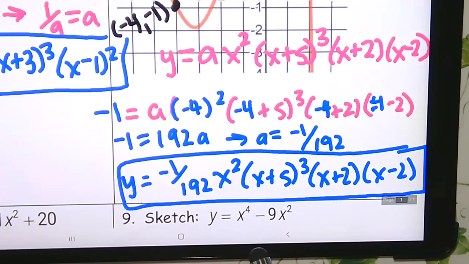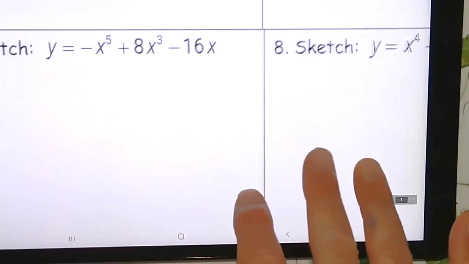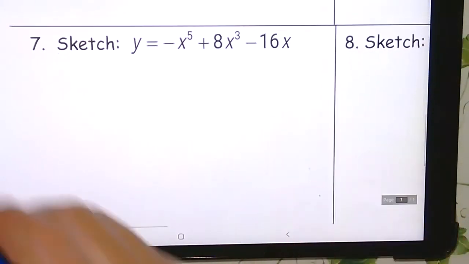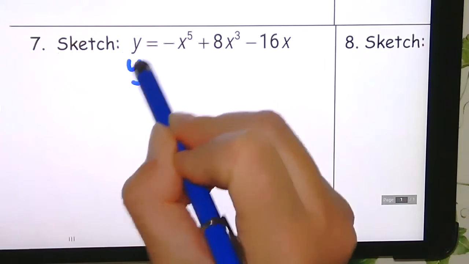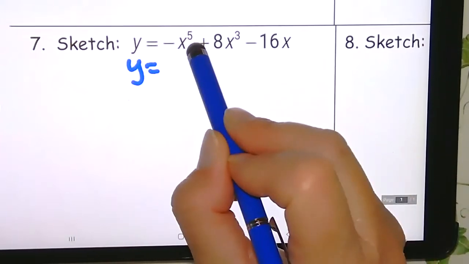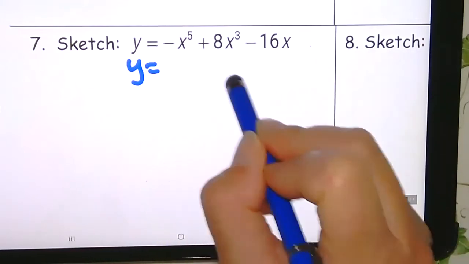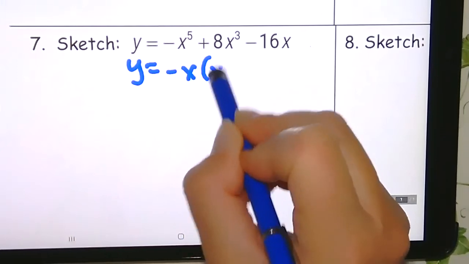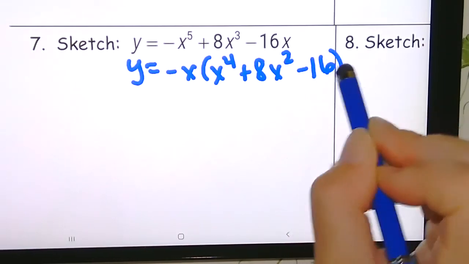Now, the last three are not in the factored form, or it's not a graph either, that we can try to get an equation from. So we are going to be graphing, but we have to try to get it to be like a factored form. So these ones are a little more complicated, okay? When we're looking at this, whenever I factor, I never like my lead to be negative, so I'm definitely going to factor a negative out. And looking at this, I can take an x from everything. So I'm going to have a negative x times x to the fourth plus 8x squared minus 16.